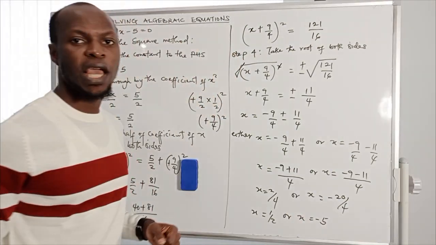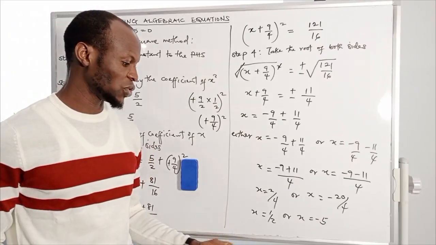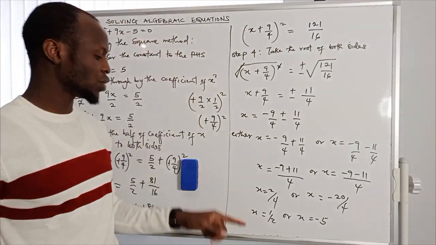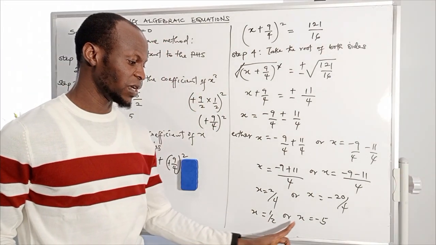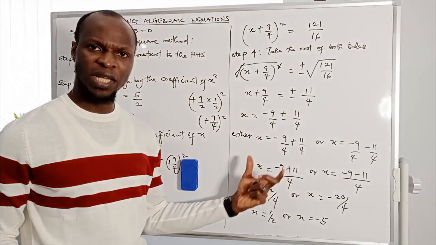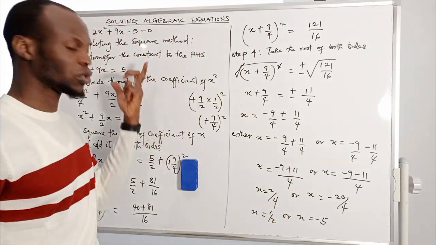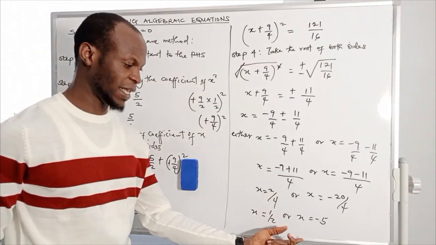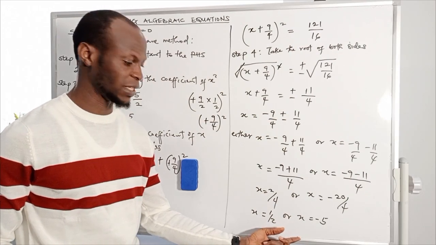If you check our previous class, you see that with this same equation, we got x to be half or minus 5. That shows that any method you use, you get the same answer for the value of x, or for the value of your unknown.